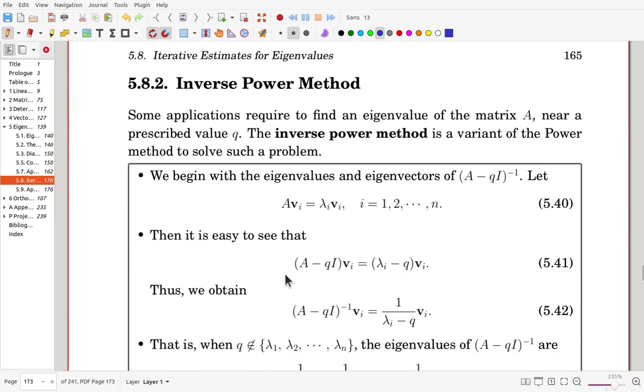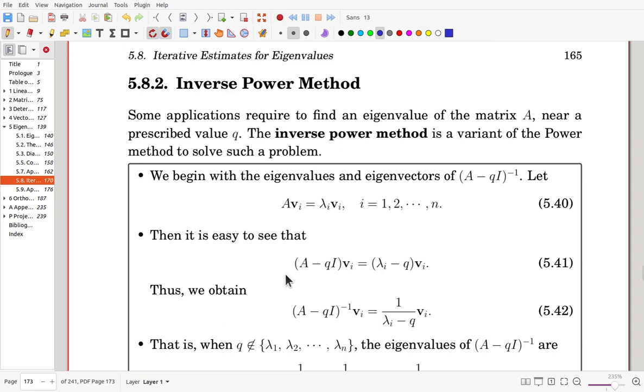Now we'll consider the inverse power method. Inverse power method is used for finding an eigenvalue near around some prescribed value q. It's a variant of the power method, and we can find some specific eigenvalue near around some value q.